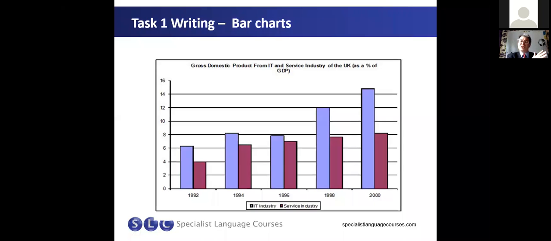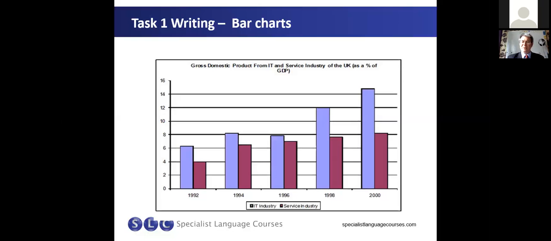This bar chart is showing us change from 1992 to 2000. We've got 2 plots on this one, IT and service industry. Again, fairly easy to see visually what's happening. They're both going up, IT faster than service industry, except for this little dip in 96 where it came down slightly.